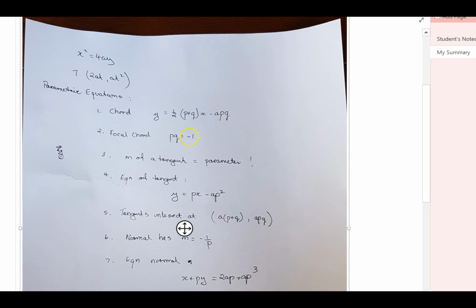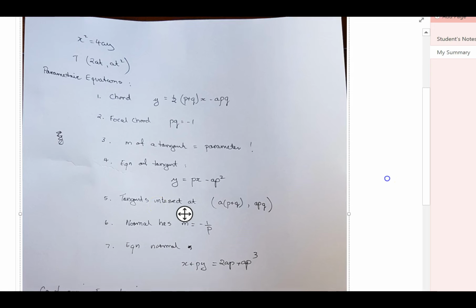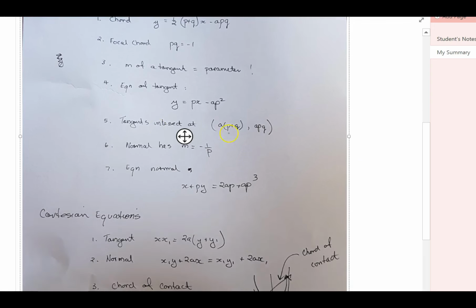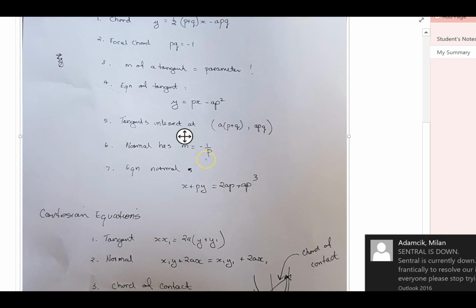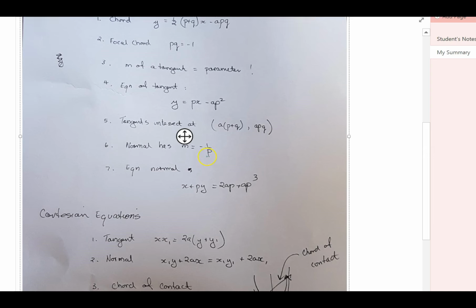That's not so much an equation. I'd say that's more like a property. We know that, and this is not an equation either, it's a property, that the gradient of the tangent is the same as the parameter at that particular point. This is an equation. The equation of the tangent, the straight line, can be written like that. We've also found that tangents intersect at this external point, which can be written in parametric form like that. The normal has a gradient -1 on P, and that again is not really an equation, it's a property, and the equation of the normal looks like that.